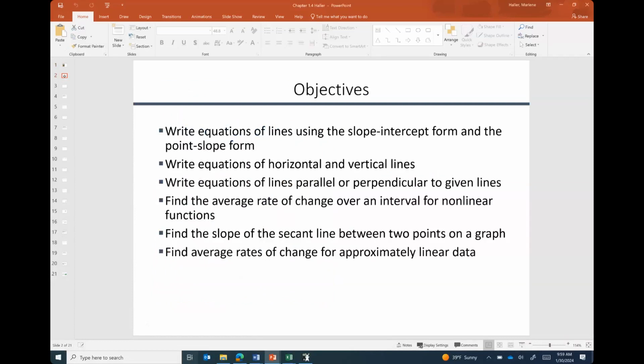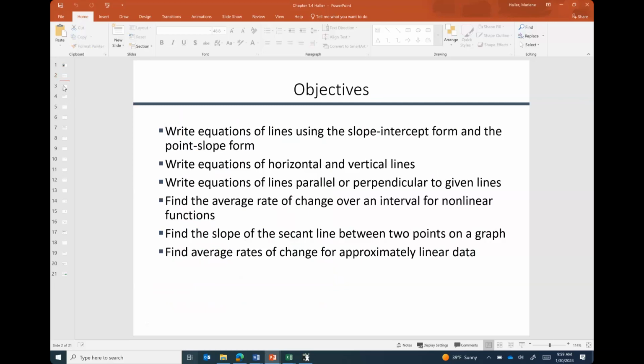We'll look at the average rate of change for non-linear functions over a specified interval of inputs. We'll also look at finding the slope of a secant line between 2 points on a graph and finding the average rate of change for approximately linear data.